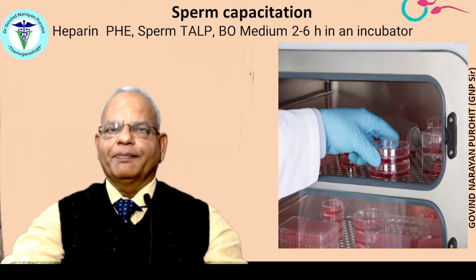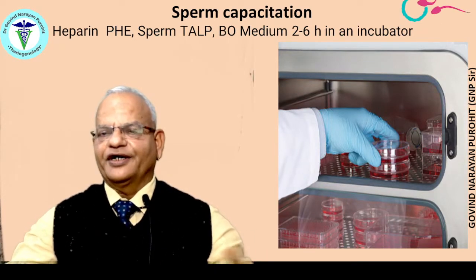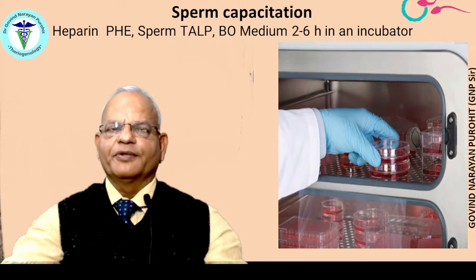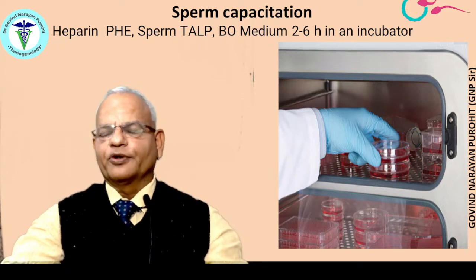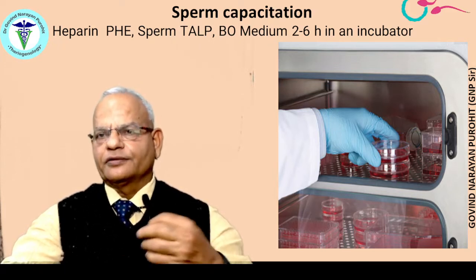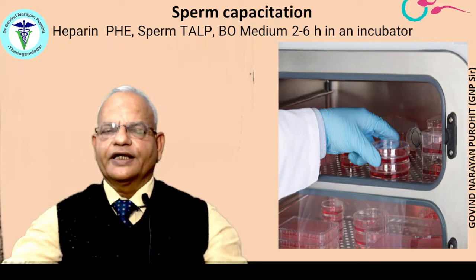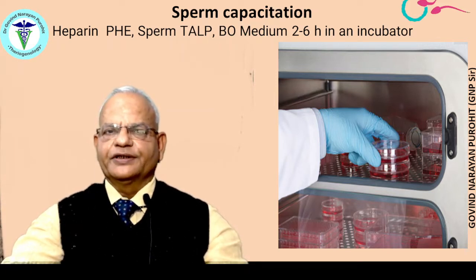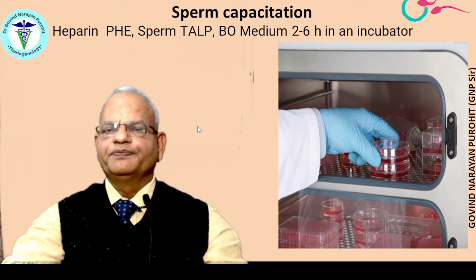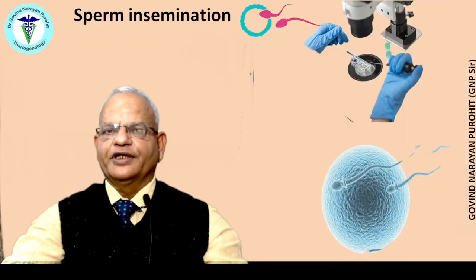Then sperm need to be capacitated. There are a variety of capacitating agents. The most common one is heparin, and for increasing the motility of the sperm, phenylephrine, hypotaurine, epinephrine mixture, or caffeine mixture, or talc, they are used, in the medium. And then for capacitation, the spermatozoa concentration is checked, and then they are kept in a CO2 incubator for 2 to 6 hours before insemination, so they attain capacitation, and then one can use this spermatozoa for insemination.